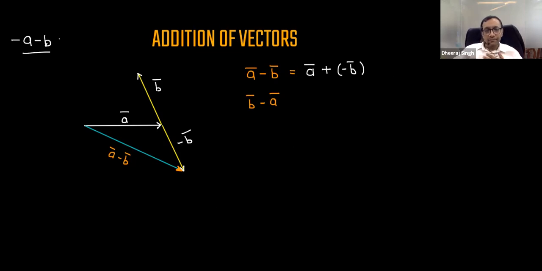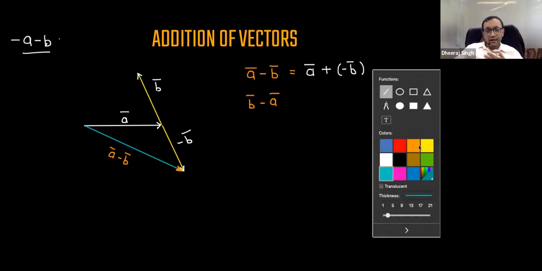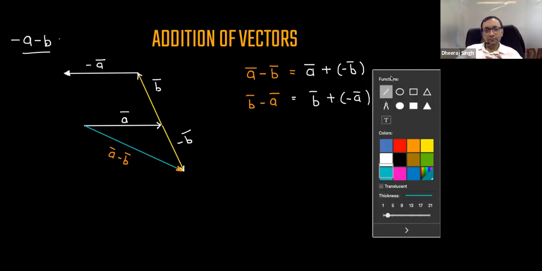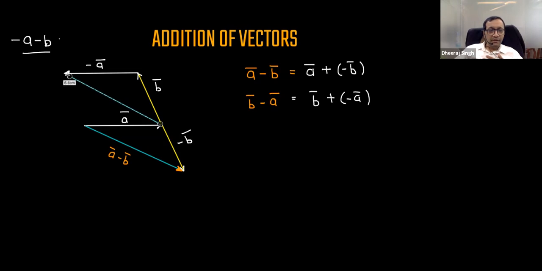Done? Okay. So what we do is that A is this. So I will connect minus A with B. This is minus A. B and minus A, I have connected head to tail. So B minus A is B plus minus A. All right. This vector, this is B minus A.